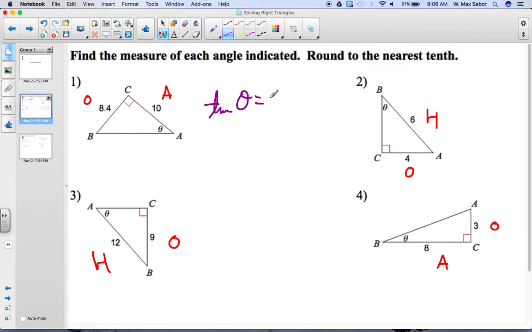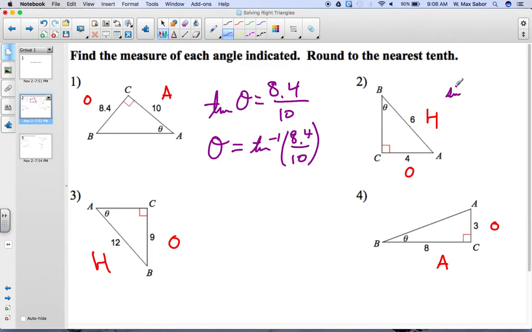Tangent of theta is 8.4 over 10. Take the arc tangent of both sides. I can't really round to the nearest tenth because I'm not using a calculator, but I'm sure that you can. If we do sine of theta, this would be opposite over hypotenuse. So theta is the arcsine of 4/6. You could simplify that to 2/3, but you're going to be typing into a calculator for arcsine anyway.